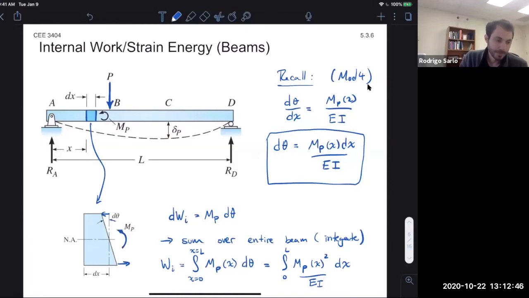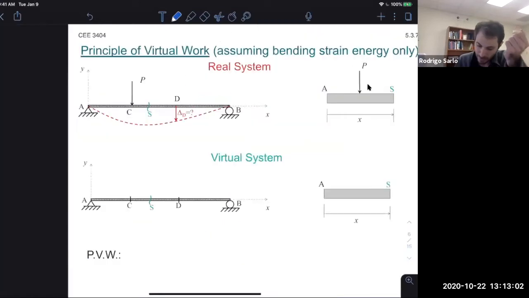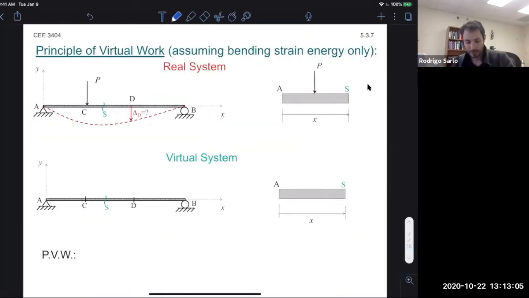All right, so a lot of equations. We got one more page of equations, and then we'll be done. All right, so we've got our definition for external work. We've got a definition for internal work when it comes to bending. So all we have left to do now is put it all together and define a principle of virtual work for a beam system, okay? This is pretty much same procedure as we did with trusses. That's what's really nice about virtual work, okay?